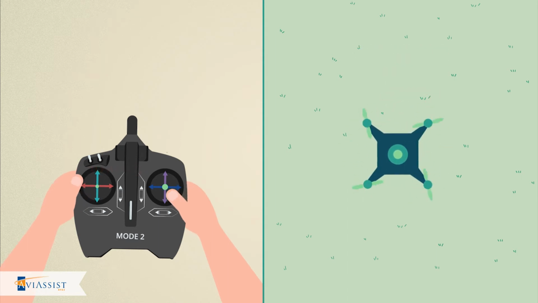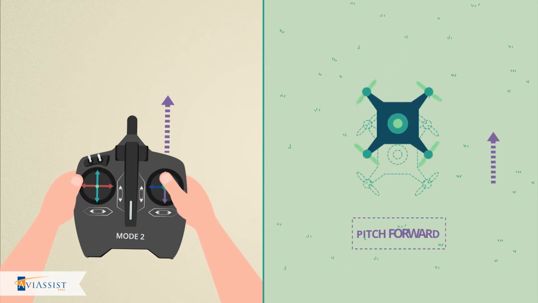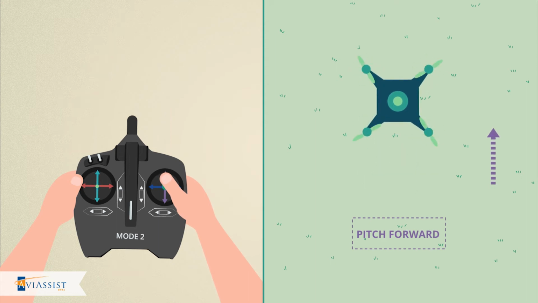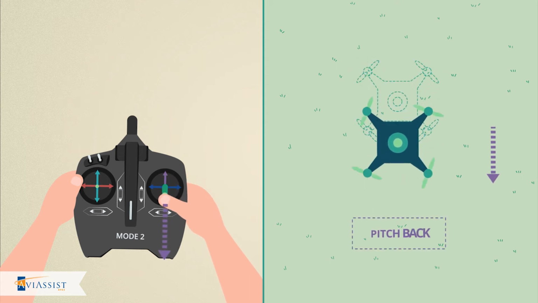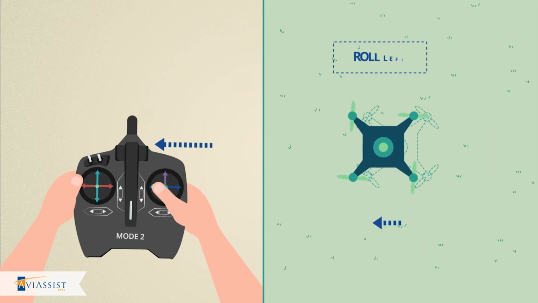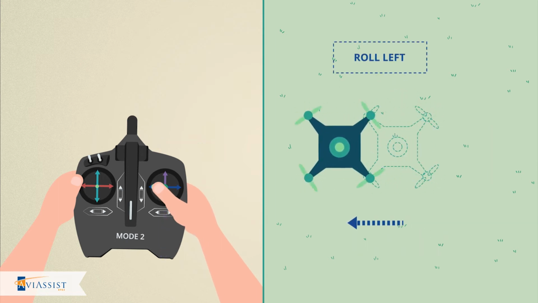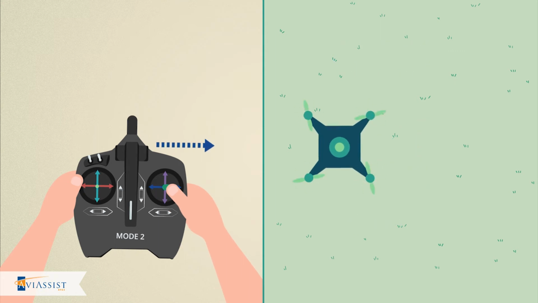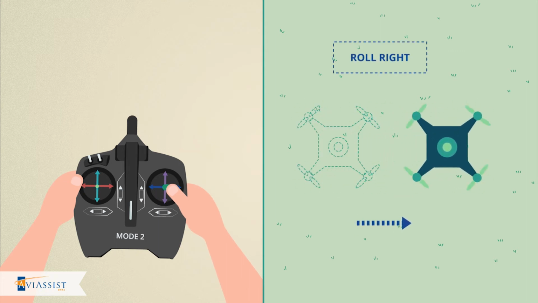In Mode 2, the right stick moves the aircraft around. Moving the right stick forward pitches the aircraft forward. Moving the right stick back pitches the aircraft back. Moving the right stick to the left rolls the aircraft to the left, and moving the right stick to the right rolls the aircraft to the right.